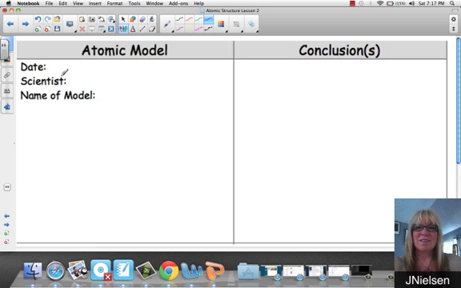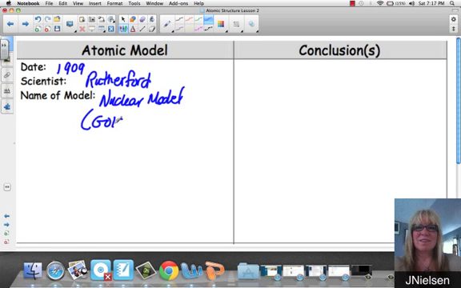So let's move on now to Ernest Rutherford, who in 1909, Rutherford, and he's famous for, well, the name of his experiment is the nuclear model, and this is the gold foil experiment. I've never heard the Regents refer to it as the nuclear model. They've always referred to it as the gold foil experiment.